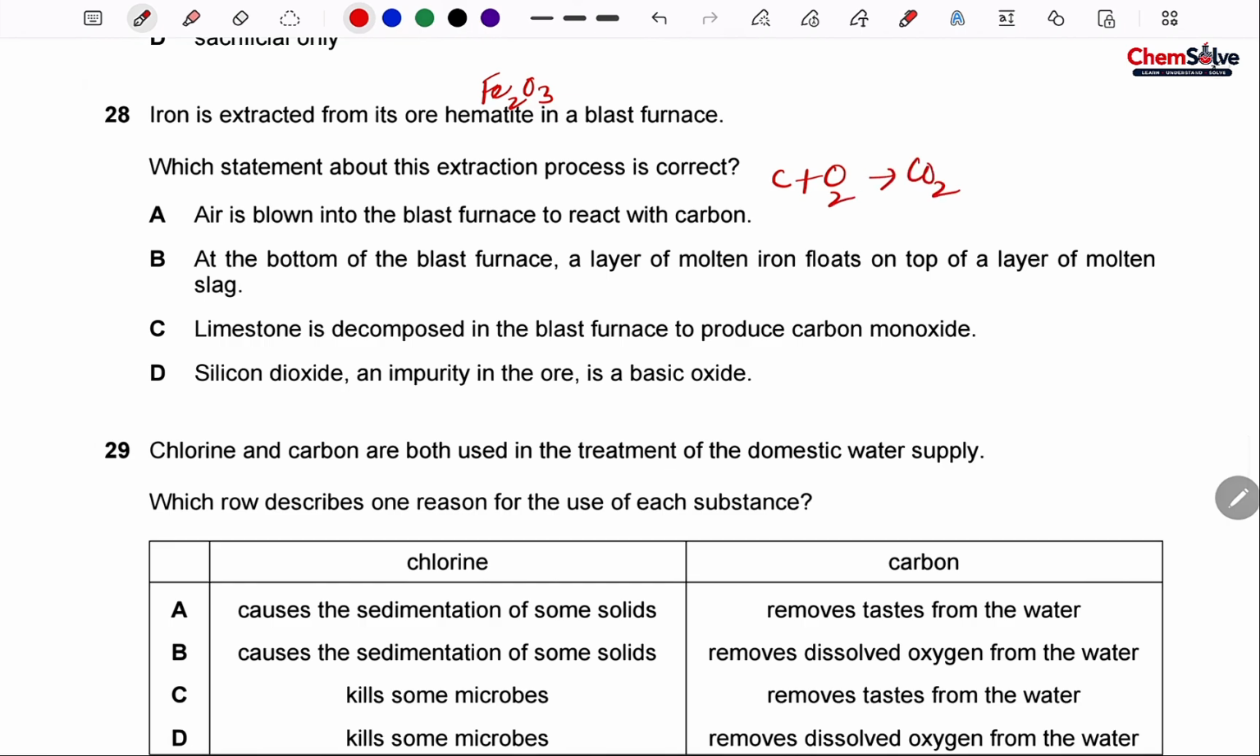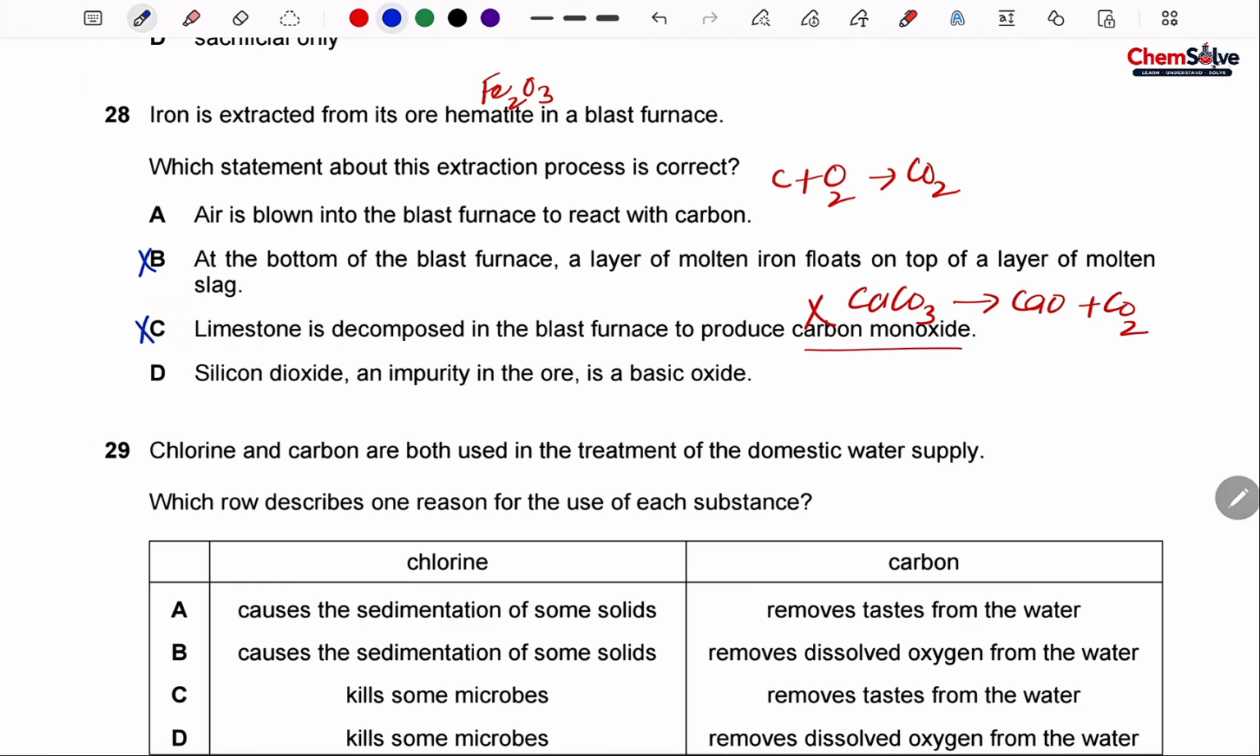At the bottom of the blast furnace, a layer of molten iron floats on top of a layer of molten slag. No, this doesn't happen and it seems to be an incorrect option. Limestone is decomposed in the blast furnace to produce carbon monoxide. No, it doesn't happen. Actually, calcium carbonate decomposes and forms calcium oxide and carbon dioxide instead. So carbon monoxide is not formed. So this is also incorrect.